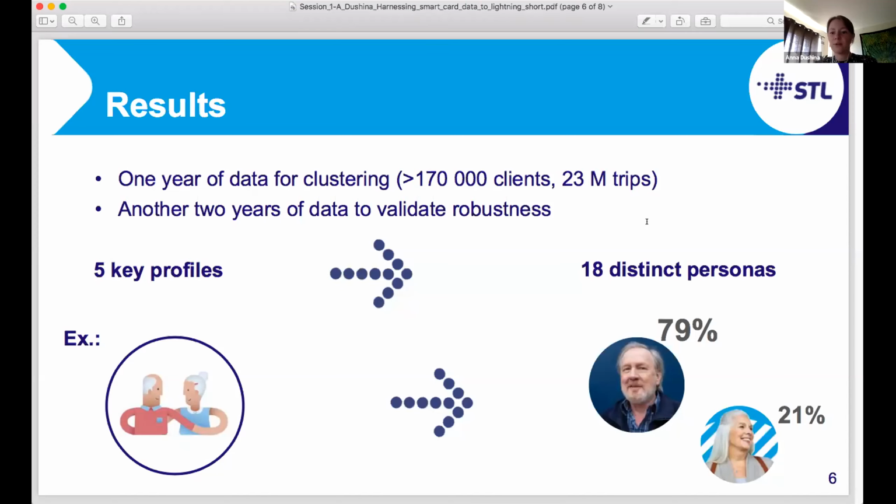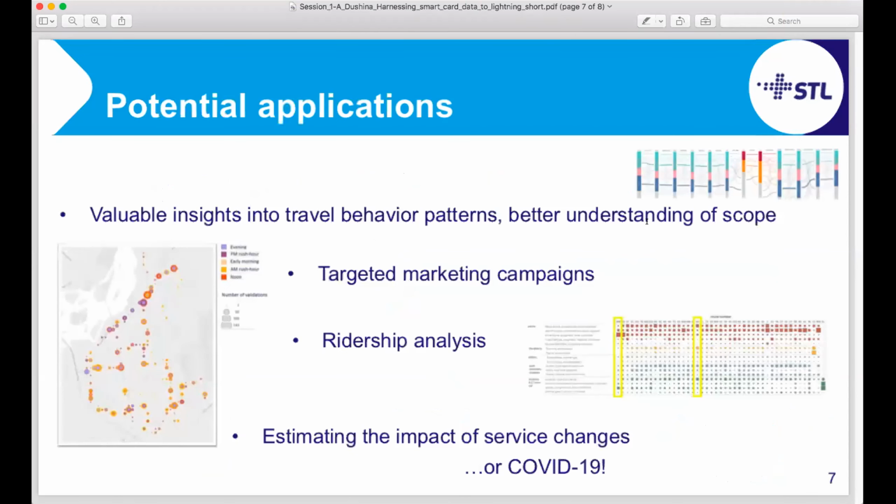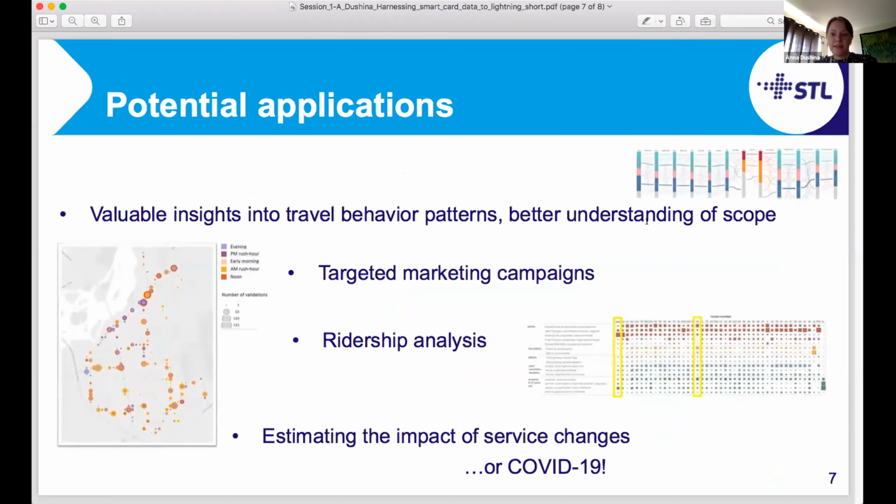So right before COVID struck, we were busy integrating these results in our database and basically attributing each and every transaction to a distinct persona. And we're hoping to continue this fall to analyze how COVID-19 impacted all the different clusters of our clients.